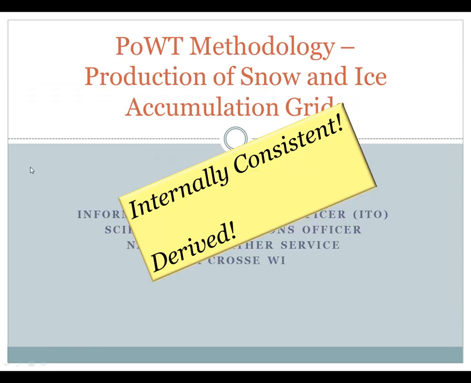So that concludes this brief tour of the production of snow and ice accumulation grids. The biggest thing again from this is that they're internally consistent. The QPF is always moved around and consistent with your probability grids. And the second point is that they're all derived. There's no human input here. All you have to do is edit your top-down grids and the snow and ice accumulation drop out.